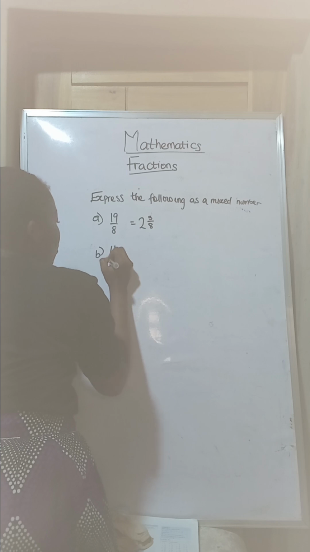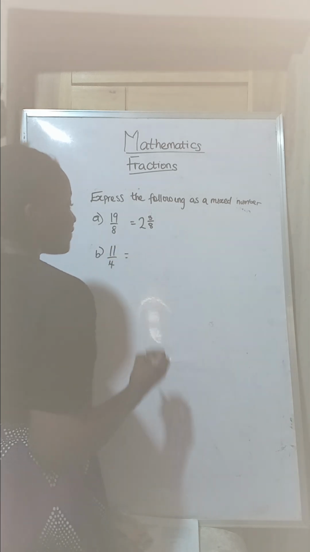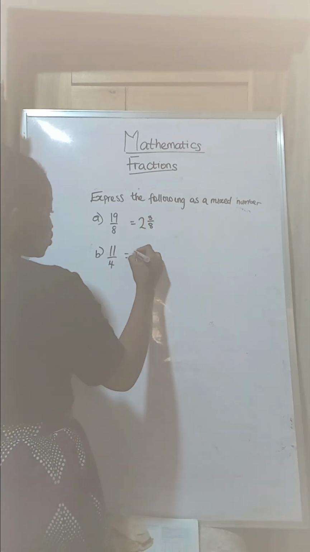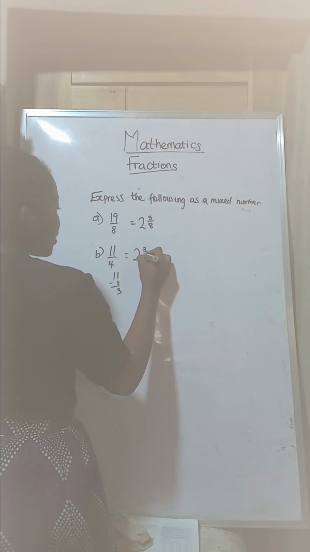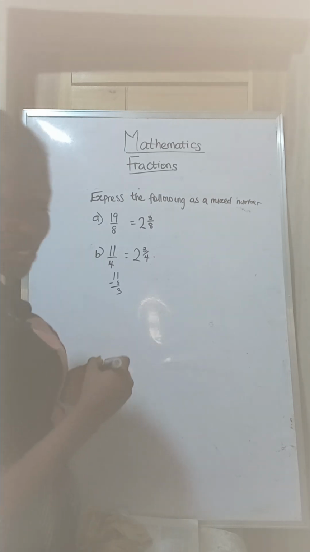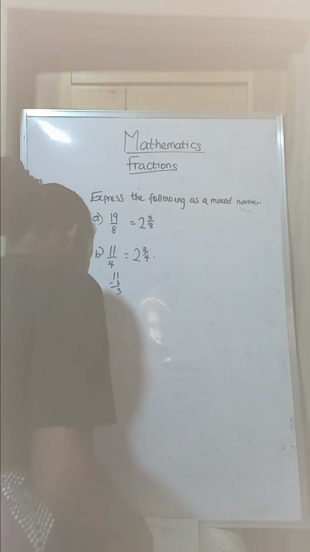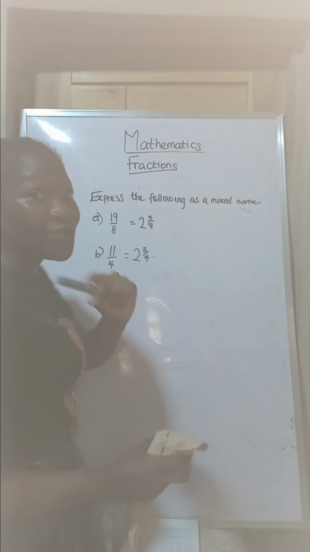We have 11 over 4. So 11 divided by 4 is 2, because 4 times 2 is what? 8. So 11 minus 8 is what? 3. So that's 2 and 3 over 4. Do you understand? Fraction is very, very simple.